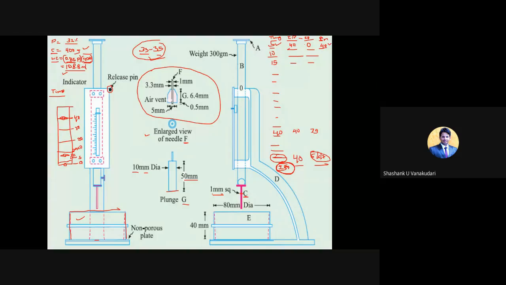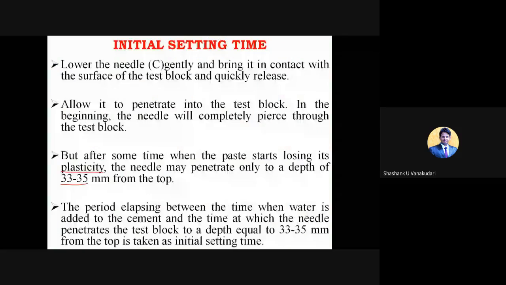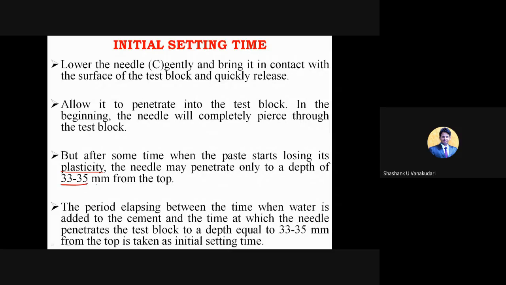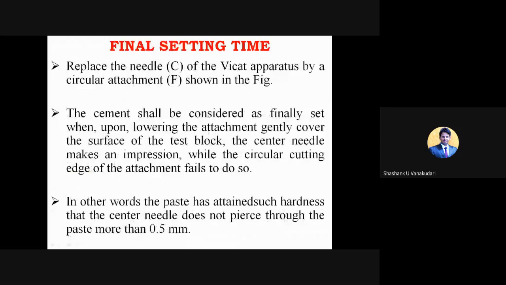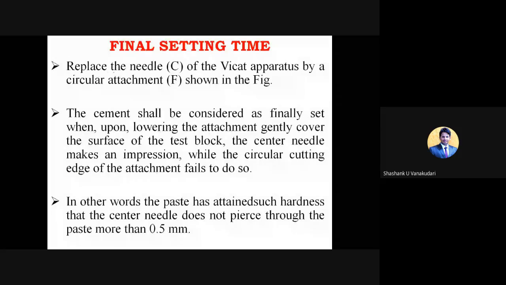So for that, every 5 minutes you need to conduct the trial. Clear? So at a certain time you will get 33 to 35 mm penetration from the top. That one you can note down as initial setting time. And then for the final setting time, you can replace the needle C with F. I have given you the brief introduction about that.